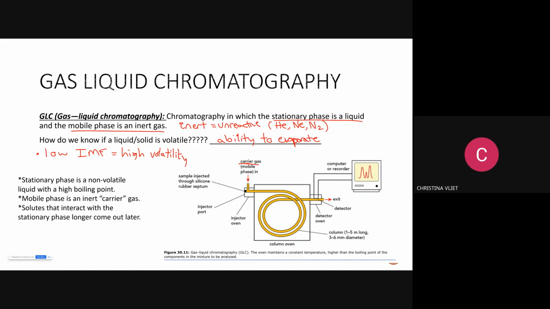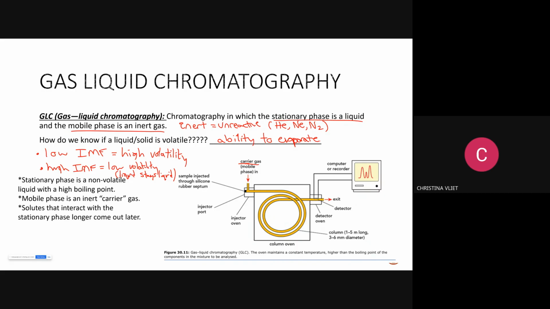Your carrier gas, would that be volatile or not? It would be super volatile because it's already evaporated. High IMF means low volatility. So high IMF means low volatility, and what that means is your liquid will stay liquid and doesn't turn into a gas really easily.